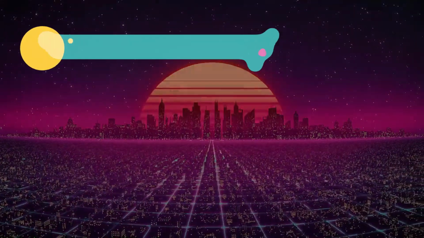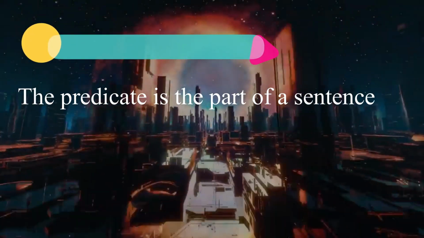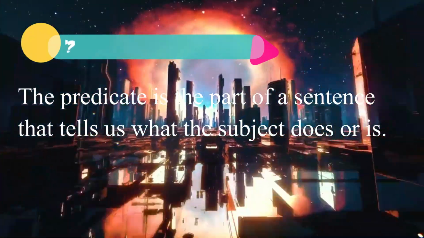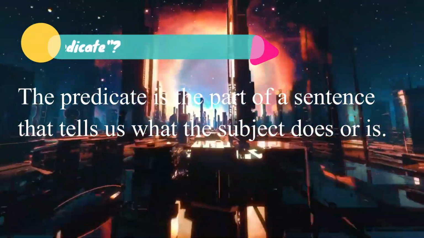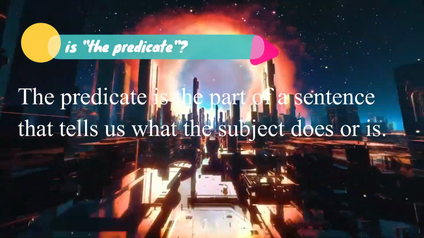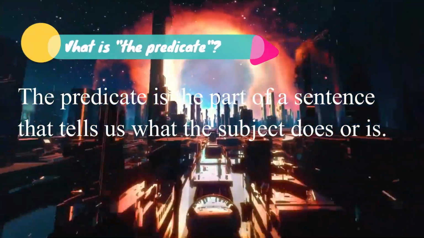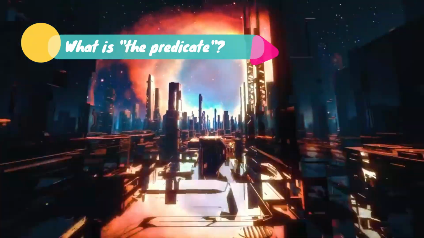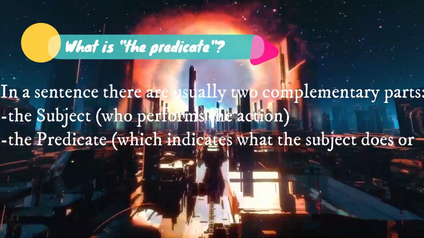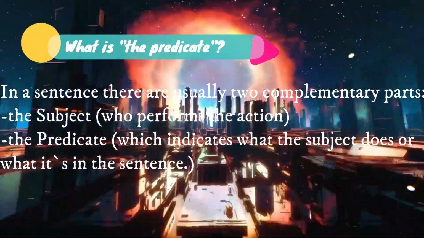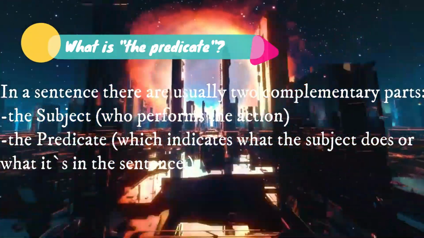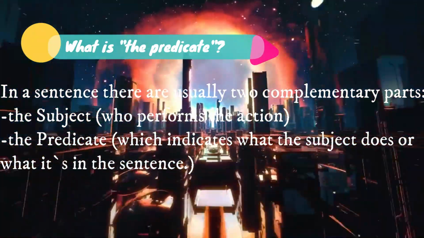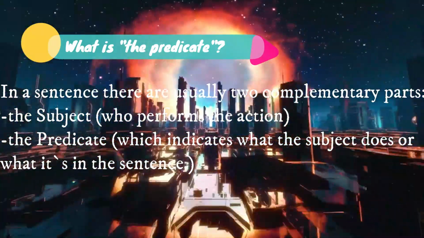Now we have the next part. What is the predicate? The predicate is the part of a sentence or clause that tells you what the subject does or is. In other words, the predicate is everything that is not the subject. In a sentence, there are usually 2 complementary parts: the subject, who performs the action, and the predicate, which indicates what the subject does or what is in the sentence.